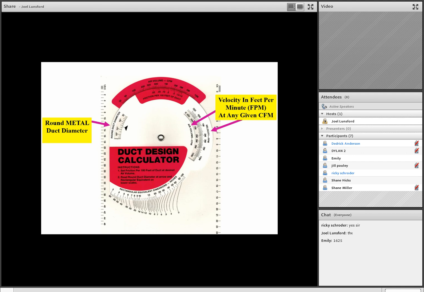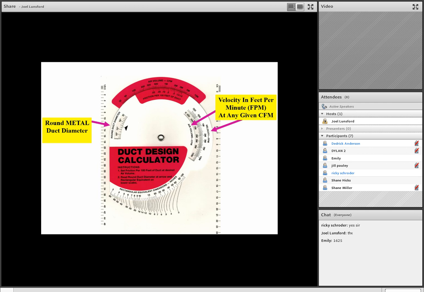As we take a look at our example right here, we see that if we line up 500 feet per minute velocity and 500 cubic feet per minute air volume, in other words, the two 500s, it's going to take about a 12.5 inch, well, they don't make a 12.5 inch duct, so it looks like a 13.5 inch duct. Well, they don't make a 13.5 inch duct, but they do make a 14 inch round duct. So you always want to round up in that example.